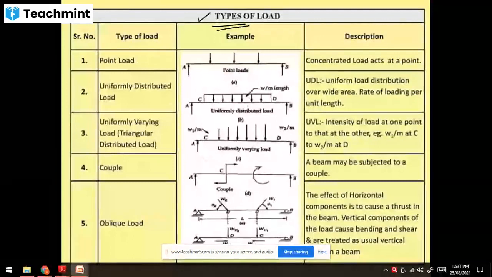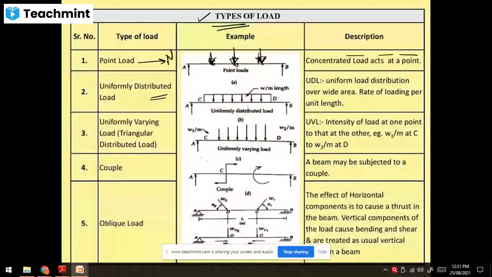So first of all, point load. As you know, this is the point load. Point load is also called a concentrated load, acting at a particular point. So concentrated load acts at a particular point. Then UDL, uniformly distributed load. Point load has unit Newton or kilonewton, right? Then uniformly distributed load, that is UDL.